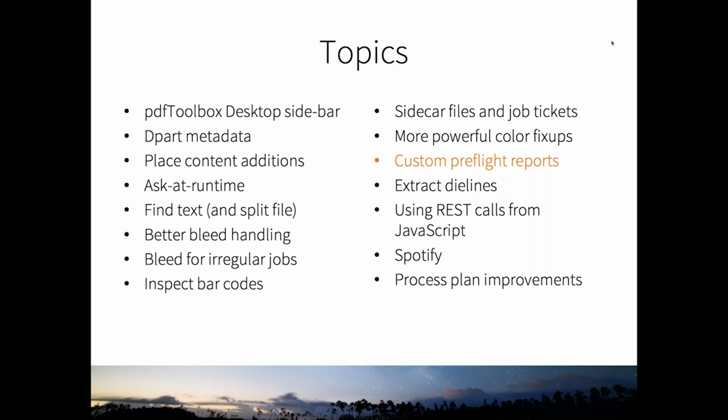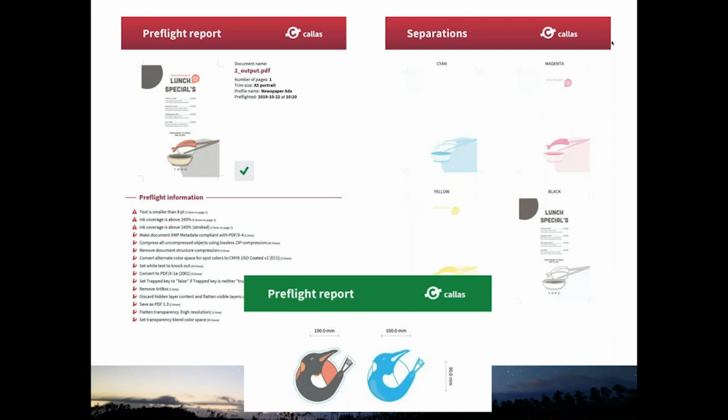Custom pre-flight reports. We've already done quite a bit of work in pdfToolbox versions 8, 9, and 10 with pre-flight reports, but this is one of those topics where if we add a feature or a possibility to the product, very quickly people come back and say, oh, but I wanted to do something that was a little bit different, and is there a way to do that? And so in pdfToolbox 11, there are again new capabilities that you can use in your reports. And you can see some examples here.